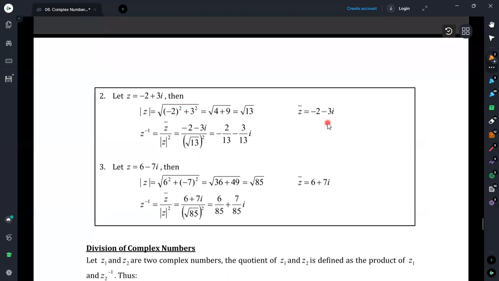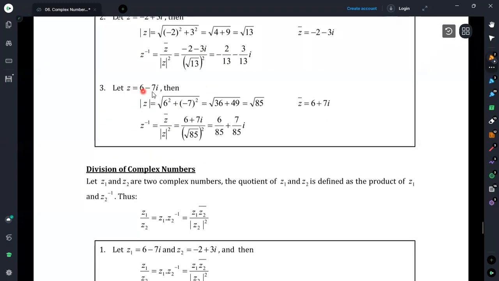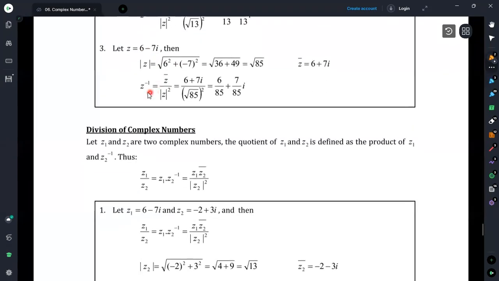Now, there are two other examples given, and you can refer to them as well, finding the multiplicative inverse by combining the conjugate and the modulus. If z is minus 2 plus 3i, then its multiplicative inverse is minus 2 over 13 minus 3 over 13 times i. If z is 6 minus 7i, then the multiplicative inverse is 6 over 85 plus 7 over 85 times i.